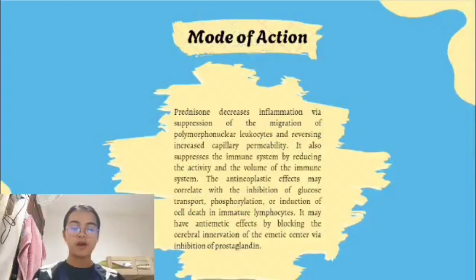The mode of action of prednisone. Prednisone decreases inflammation via suppression of the migration of polymorphonuclear leukocytes and reversing increased capillary permeability. It also suppresses the immune system by reducing the activity and the volume of the immune system. The anti-neoplastic effects may correlate with the inhibition of glucose transport, phosphorylation, or induction of cell death in immature lymphocytes. It may have anti-emetic effects by blocking the cerebral innervation of the emetic center via inhibition of prostaglandin.